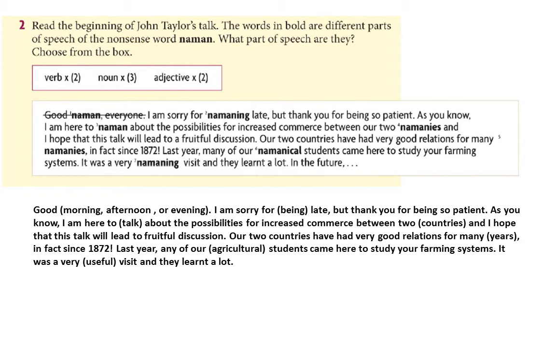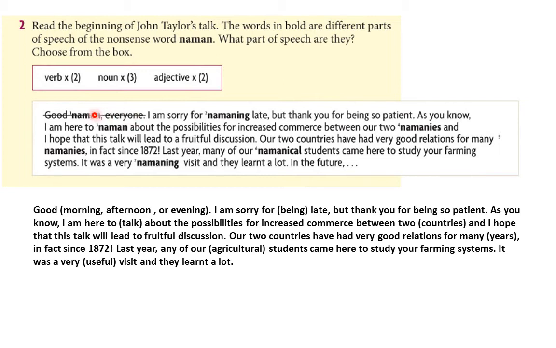So in this exercise and the next exercise, you remember Mr. John Taylor. He was going to a conference, and he is now in the room to talk to the attendees. This is his talk, or a part of his talk. There are some words in bold. For example, in this beginning, good, everyone. Naman means a nonsense word. It means there is a noun word. So we need to guess it. Firstly, say if it is a verb or noun or adjective, then guess what it could be.